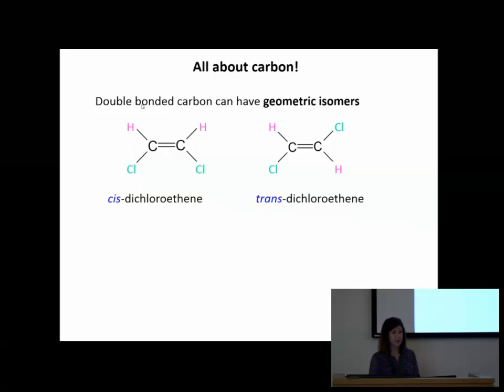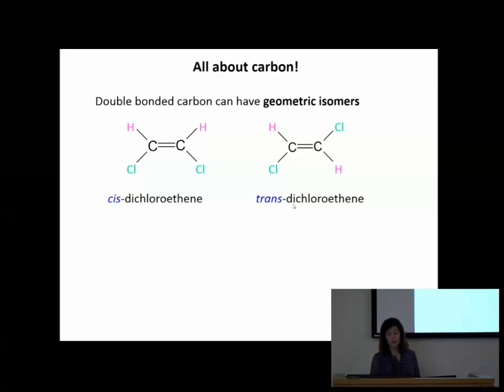So here we have cis-dichloroethene, and then we have trans. So when the bigger of the two groups, we could have a bromine over here, right? Or we could have another carbon chain, right? But when the bigger of the two on each side are on the same side of the carbon-carbon double bond, we call it cis. When they're on the opposite side of the double bond, then we call it trans. I think of transatlantic, right? You're going across the ocean.